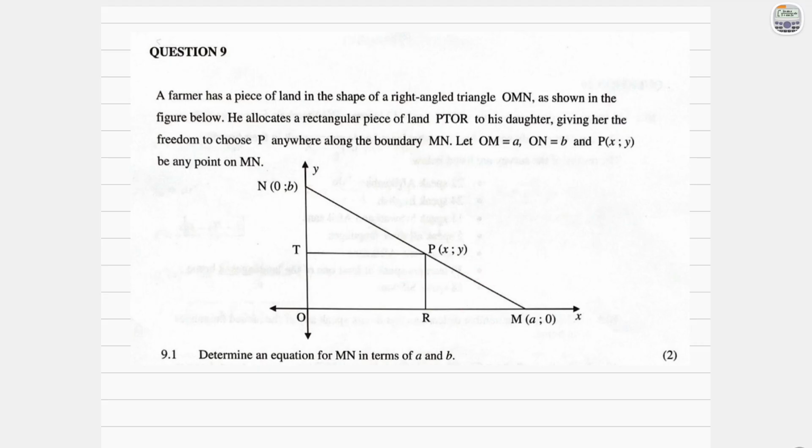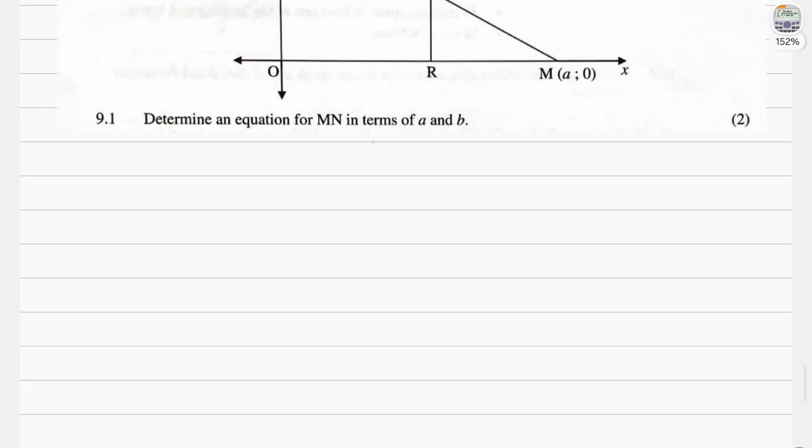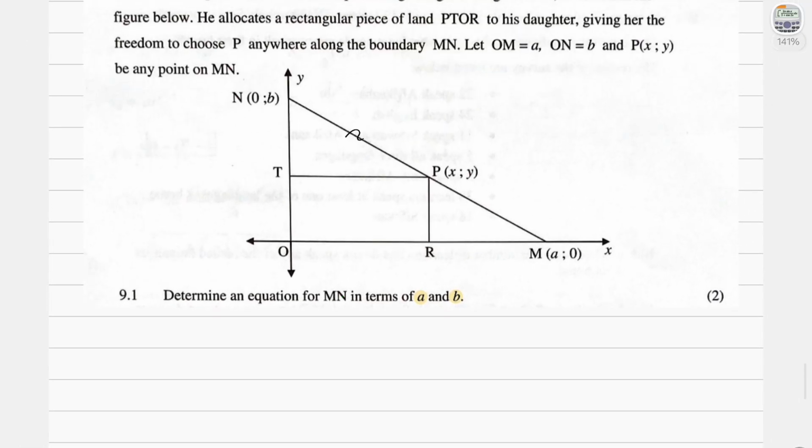And they tell us to let OM be a, so that's the length of OM, since the x value of M is a, and ON be b for the same reason. And P, which is (x, y), be any point on MN. Question 9.1 says, determine an equation for MN in terms of a and b. So a and b will be included in our answer. So how do we find the equation of this line MN?